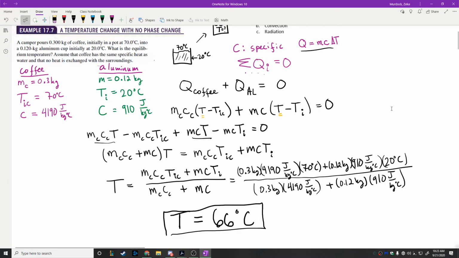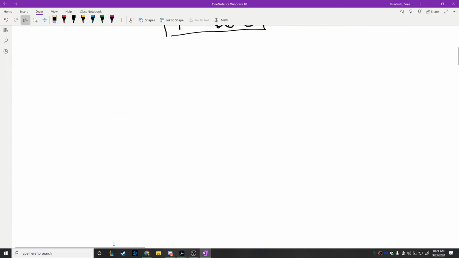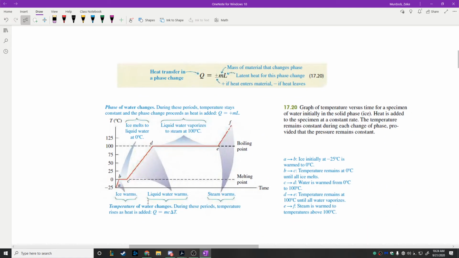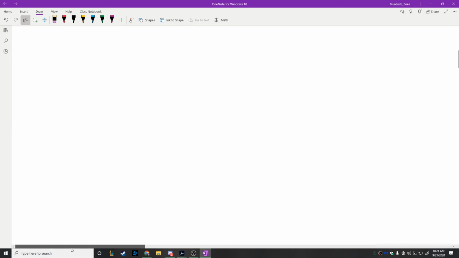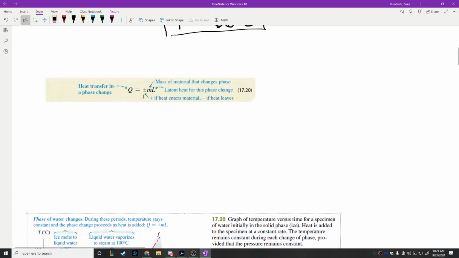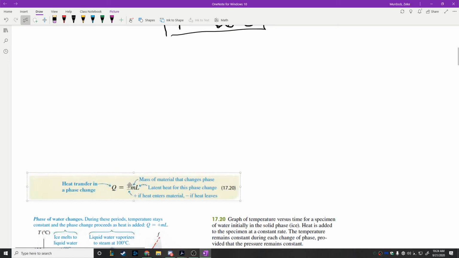All right. So the next thing to talk about then is what happens when we introduce phase change into this process, right? So let's talk about phase changes. This is where these can get a little bit tricky. So we'll do a little intro here, and then I'll show you these equations.